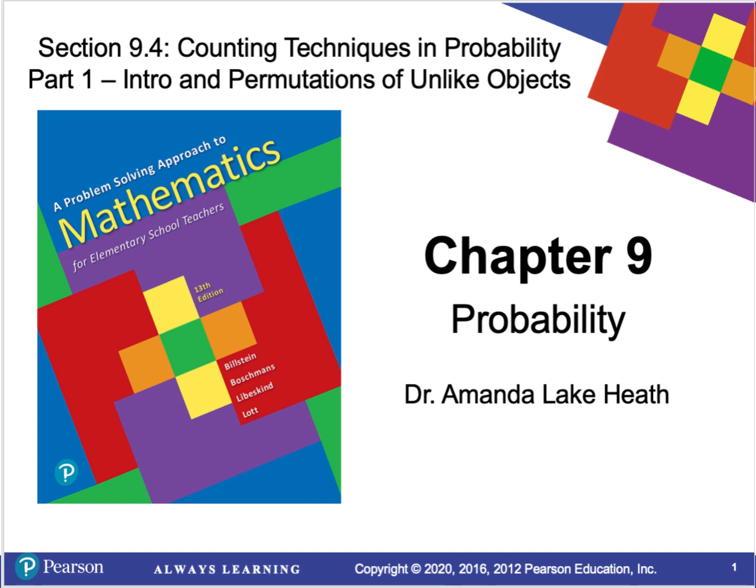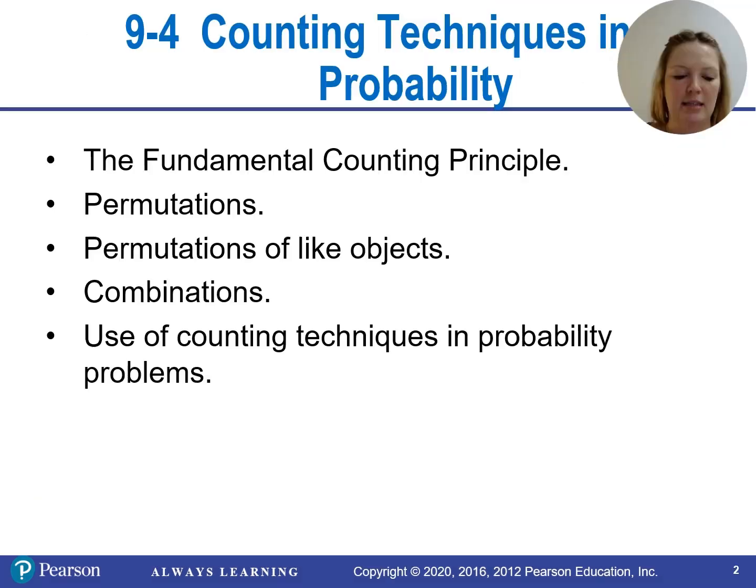Hi, welcome back. We are continuing in Chapter 9. We are specifically looking at Section 9.4, which is all about counting techniques that we can use in probability. So we are going to cover the fundamental counting principle, permutations of like objects, so things that are the same, combinations and how they differ from permutations, and how we can use counting techniques in probability problems.